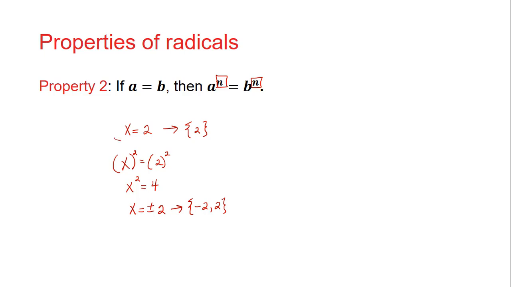So we started with an equation. When we squared it, notice how the solution sets of those two equations relate. The solution of the original equation, 2, is contained in the solution of the squared equation, but we got an extra solution. And so when we square or apply this property, we have to be careful to watch out for extraneous solutions.